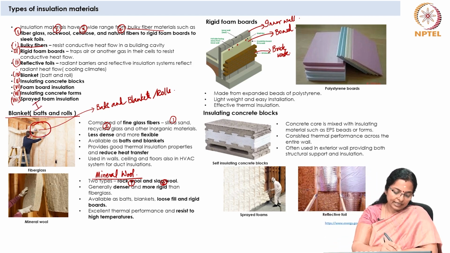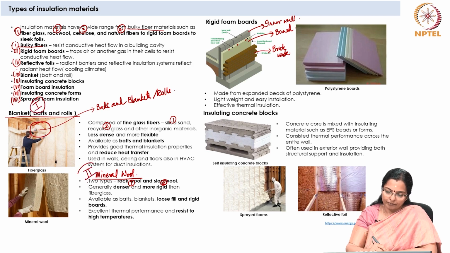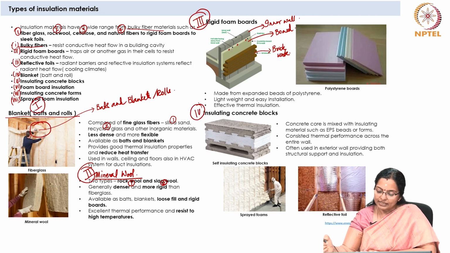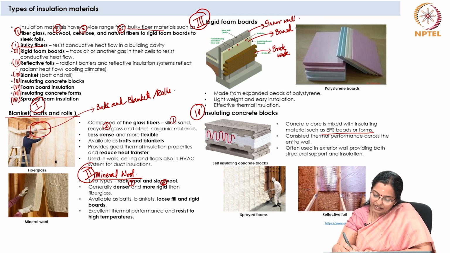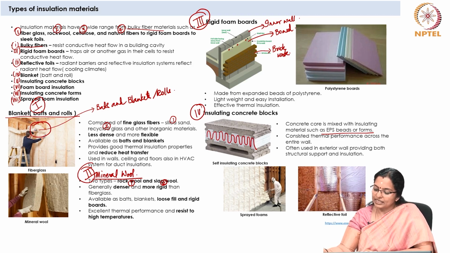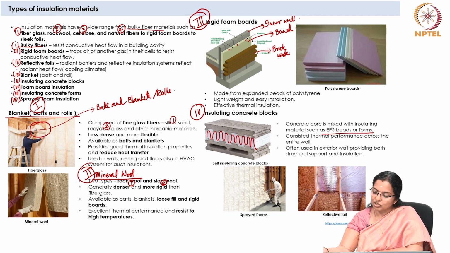Then the next type is the fourth type, the insulating concrete blocks. So concrete core is mixed with insulating material such as EPS beads or foams and their consistent thermal performance across the entire wall. So that thermal performance is pretty much consistent. These are often used in exterior walls, providing both structural support as well as insulation.